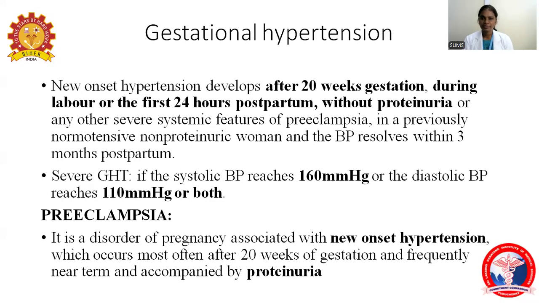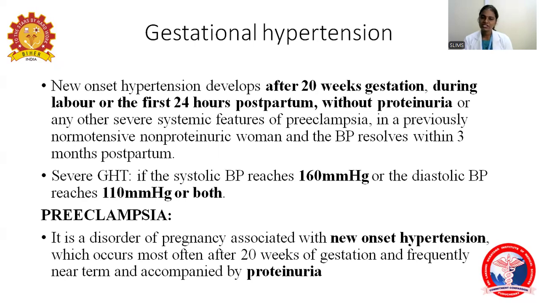Coming to gestational hypertension. It's defined as new onset hypertension that develops after 20 weeks of gestation, or during labor, or in the first 24 hours postpartum, without proteinuria or any other severe systemic features of preeclampsia in a previously normotensive, non-proteinuric woman, and BP should resolve within 3 months postpartum. Severe gestational hypertension is one with systolic BP of more than 160 mm of mercury or diastolic BP of more than 110 mm of mercury, or both.